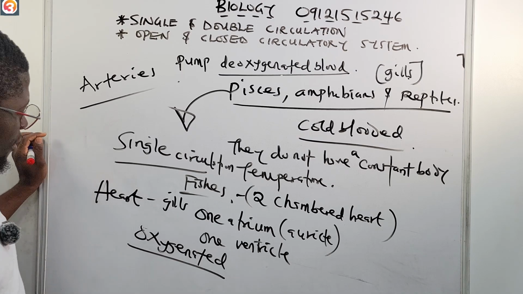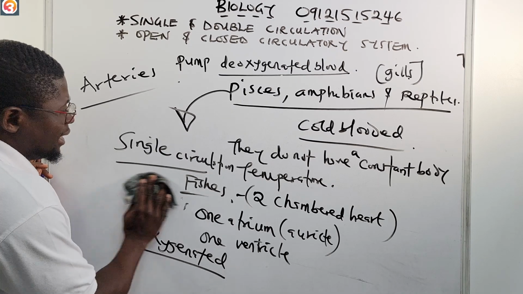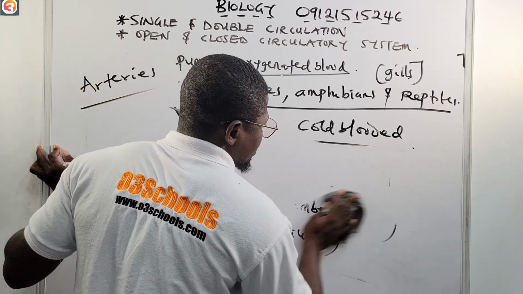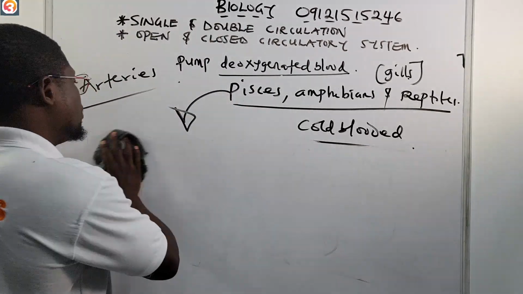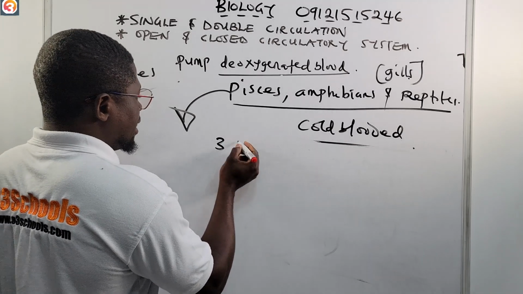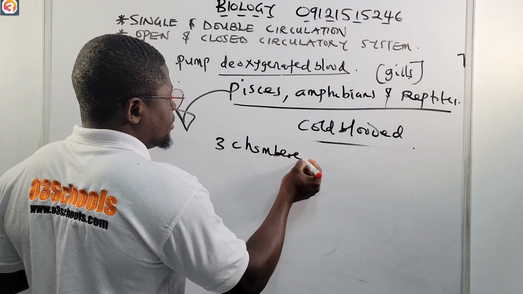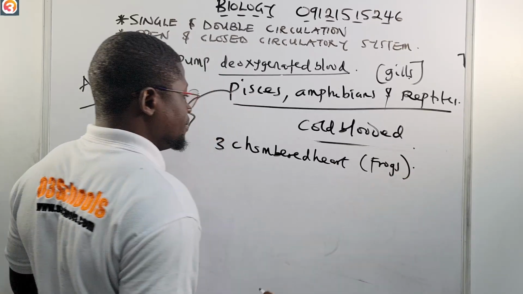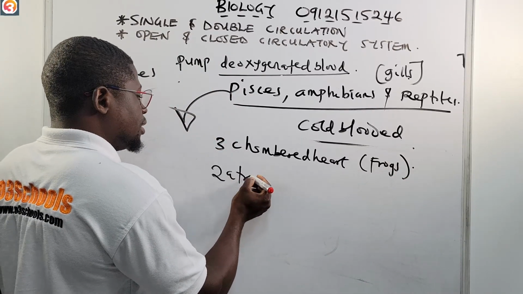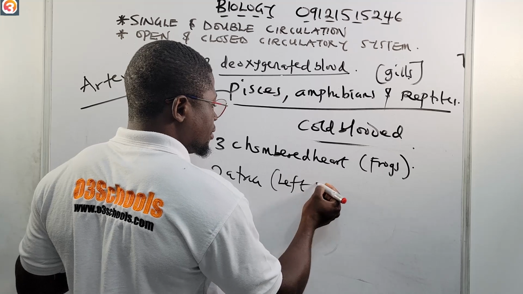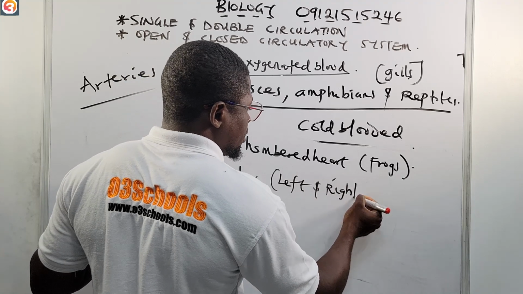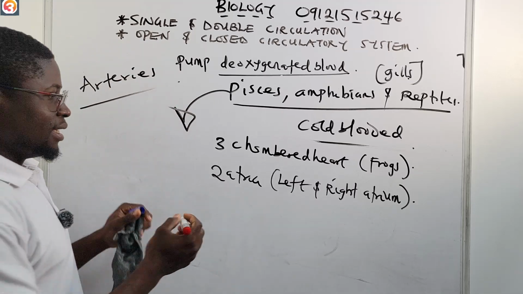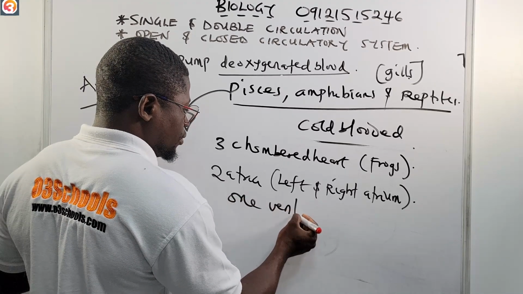Now, let us also talk about another organism. Talk about amphibians, like a frog, for example. Frogs have a three-chambered heart. Frogs have what? Three chambers. They have what? Two atria, the left and the right atrium. Then they have one ventricle.